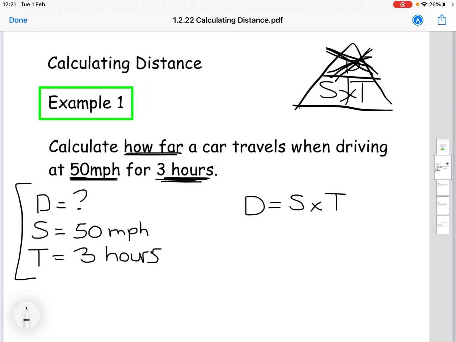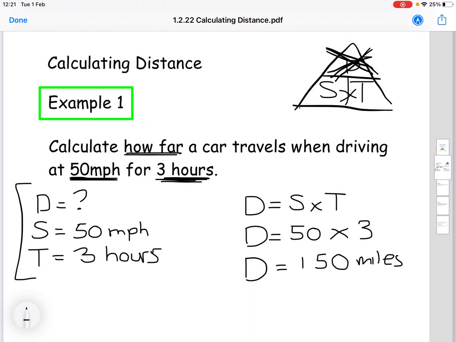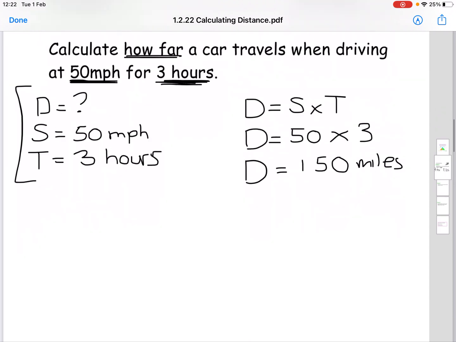Your next line down, we're going to fill in our variables. Now we don't need to put the units in, it's just the numbers. So it's 50 for speed and then 3 for your time. That then gives you 150, and we need our units. Your units will come from your speed. Because the speed was 50 miles per hour, this distance is in miles. So you will get that from the information in the question. This is really what I'm looking for you to practice today.